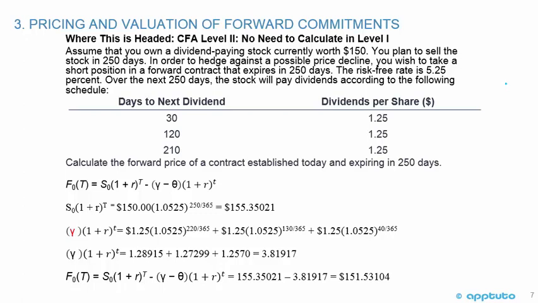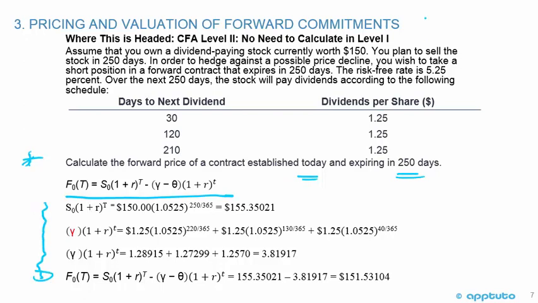This learning outcome statement is explain how the value and price of a forward contract are determined at expiration, during the life of the contract, and at initiation. So here we're going to calculate the forward price of a contract established today and expiring in 250 days. Now, this LOS does not say to calculate, but we do have the formula to explain how the value and price of a forward contract are determined at initiation. This is going to go through the exact math, okay?